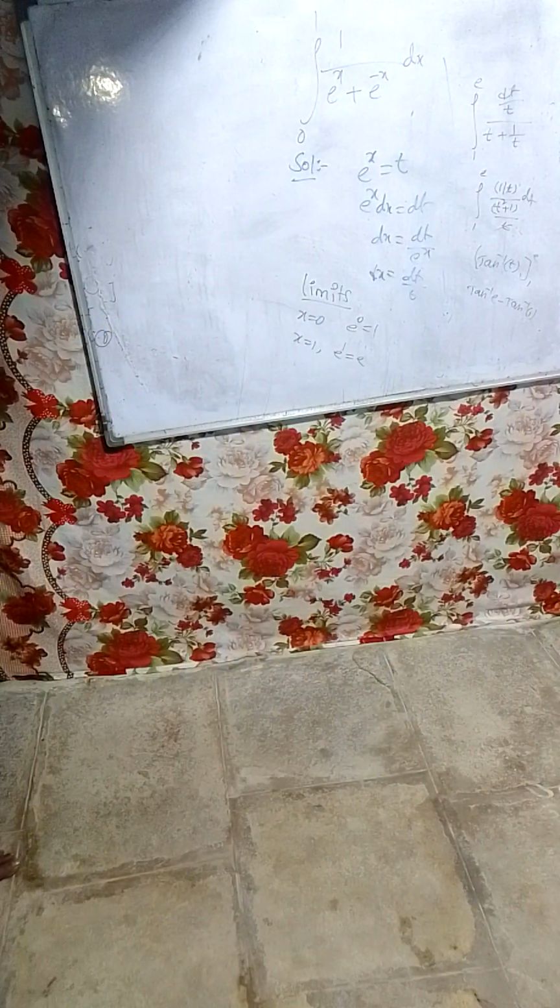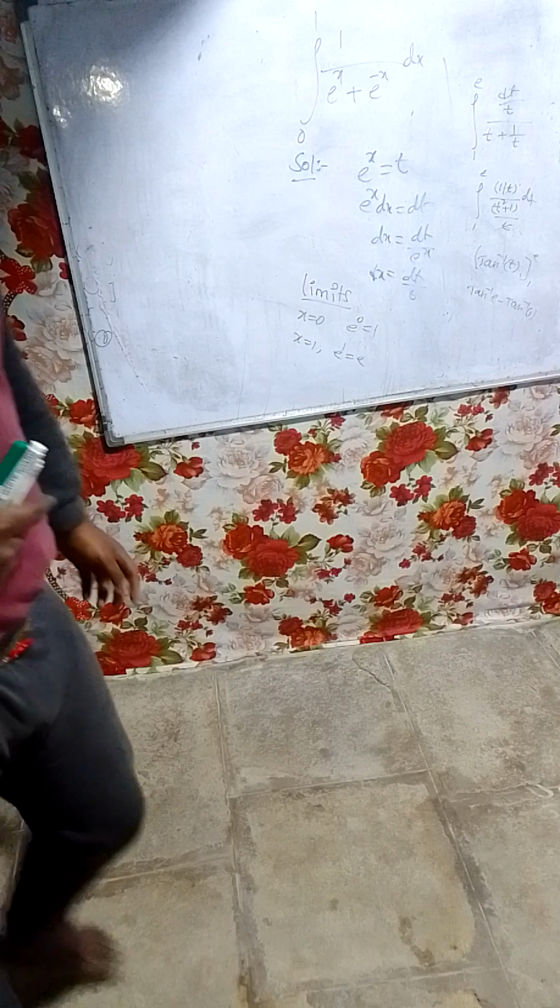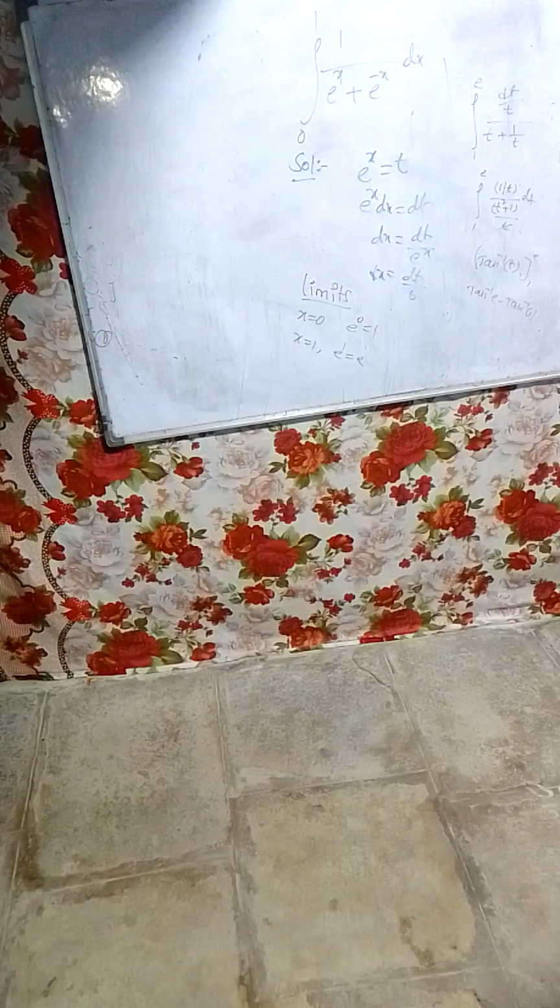Clear understanding, children? The values, limits are very important. X equals 0, e power of 0 is 1, x is 1, e power of 1 is e. Like that we have to discuss. Any more doubt, children?